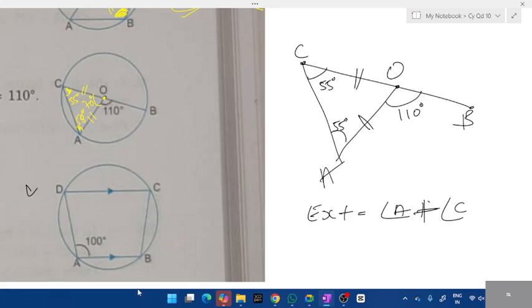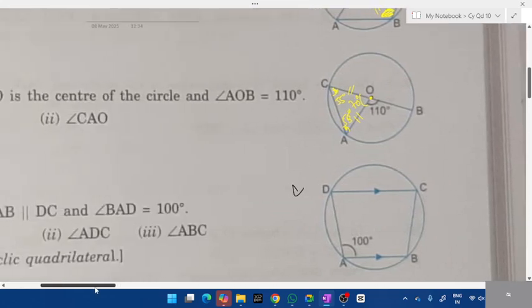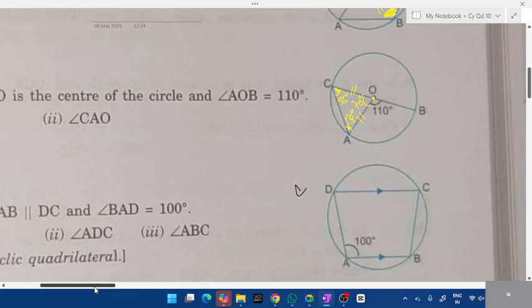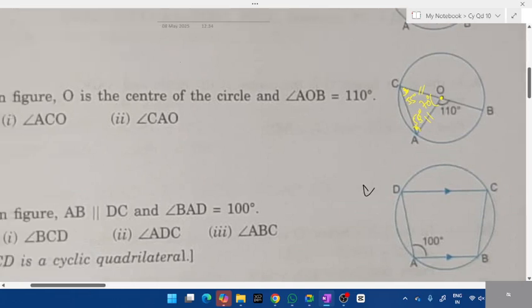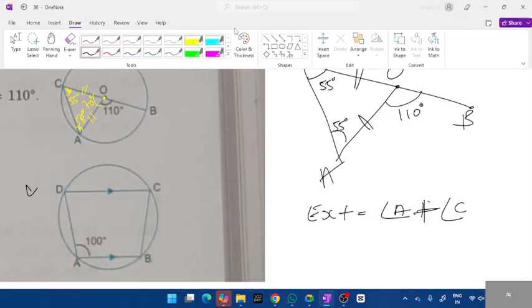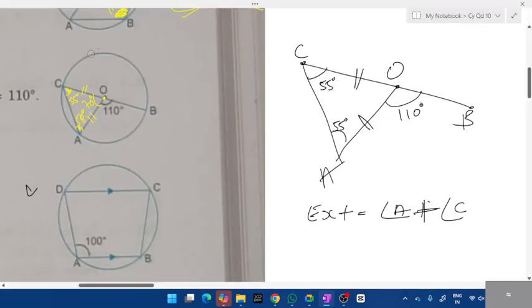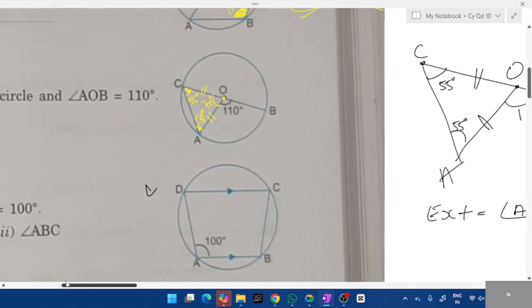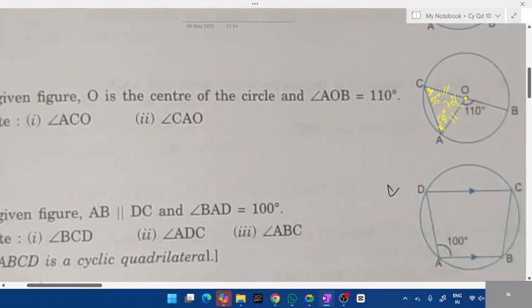Okay, what else have they asked? Let's check the values. What is CAO, students? What's the answer for CAO? 55 degrees. Yes, 55 degrees. What is ACO? 55 degrees. Within 10 seconds, you can find it. It's very easy. If you're fast, within 10 to 20 seconds you can find it.